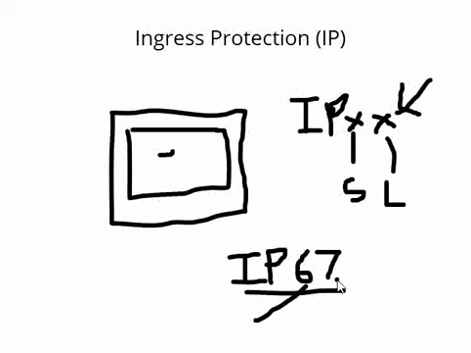And then 7 is protection against, for example, rain, or you can immerse your electronics into water up to a depth of 1 meter and leave it there for around half an hour, and when you remove it and try to operate it, it operates without any issues. That means there is no ingress of water into the electronics that is designed. So that's what IP67 is.